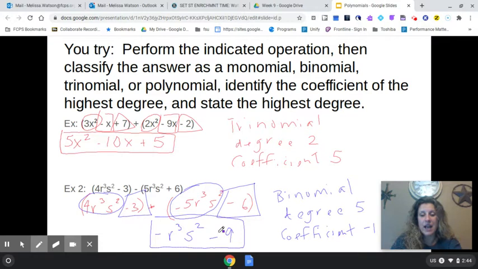It has two terms. The degree is 5. We add the exponent of 3 to the exponent of 2 to get that degree of 5. And the lead coefficient is negative 1, again, because there's no number in front of that r cubed s squared other than the negative sign. So again, that is inferred that it's negative 1 times r cubed s squared. So again, that coefficient is negative 1. Okay, this concludes the notes on adding and subtracting polynomials along with some vocab for polynomials.